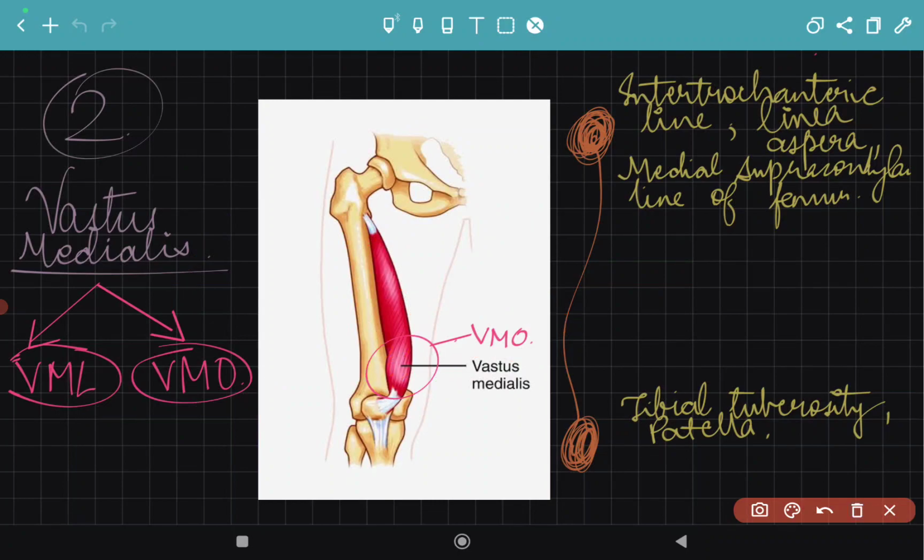So now the origin and insertion. Vastus medialis originates from the intertrochanteric line, linea aspera, and the medial supracondylar line of the femur. So this will be the origin, traveling down to insert to the patella as well as the tibial tuberosity. So it also inserts at the patella and the tibial tuberosity. This was about the vastus medialis muscle.